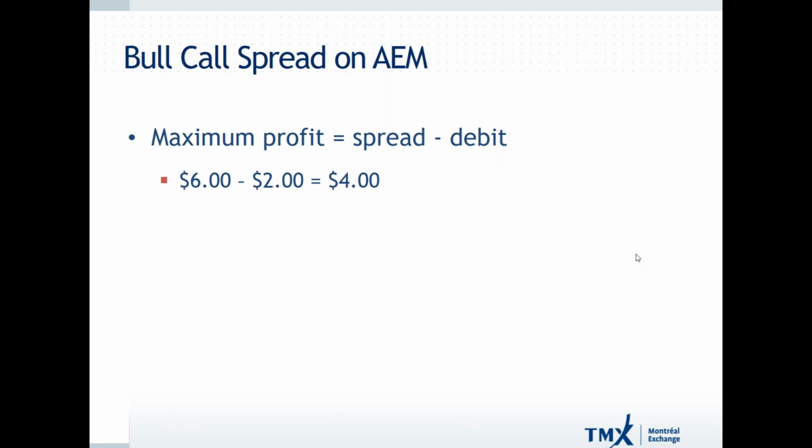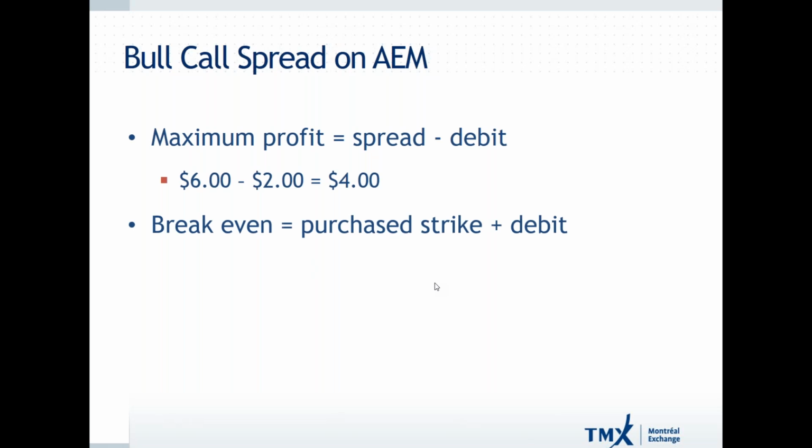So when we take a look at the logistics of this particular example, our maximum profit is the spread minus the debit. Well, we bought the 50s and we sold the 56s, and it costs us $2. So we have a $6 spread minus a $2 premium, and that means we have a profit potential of $4. Even though we've capped our upside profit, if you do the percentage rate of return or the risk-adjusted rate of return, it's still pretty darn attractive, considering that we've reduced our break-even point down to $52.